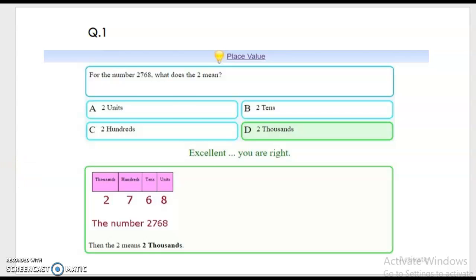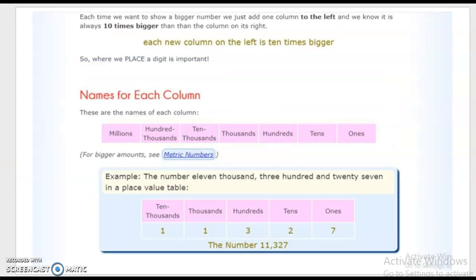Going back to the previous slide. Suppose one number is given, 11,327. The digits 7, 2, 3 come separately in separate boxes. So 7 comes in the 1 box, 2 comes in the 10 box, 3 comes in the 100 box, 1 comes in the 1000 box, and again 1 comes in the 10,000 box. Like this is the place value table. Next slide.